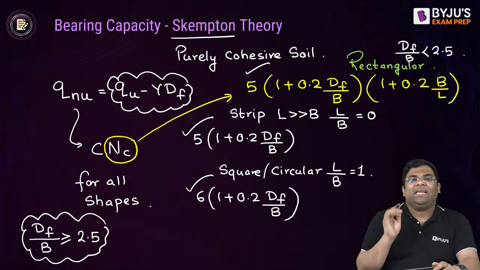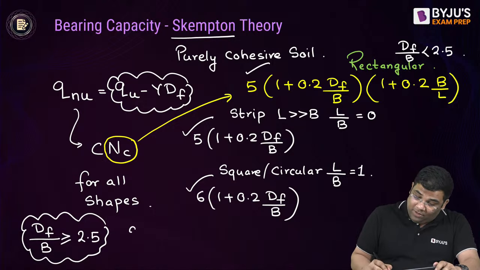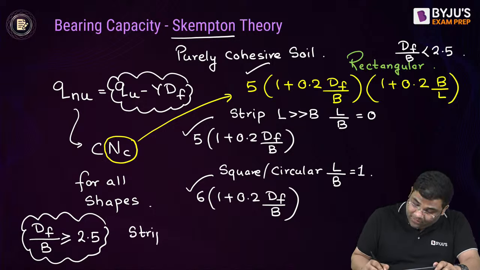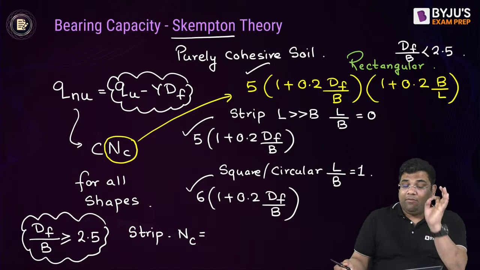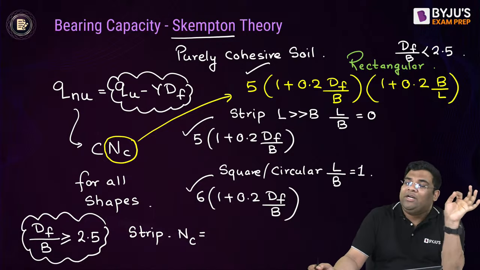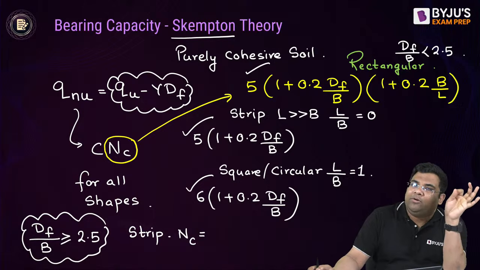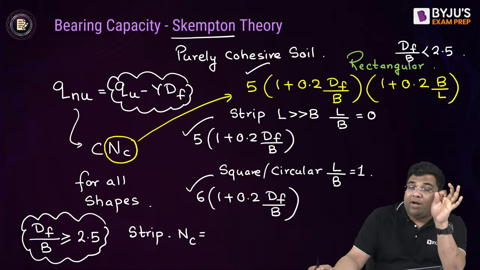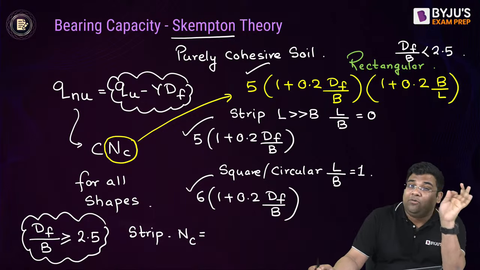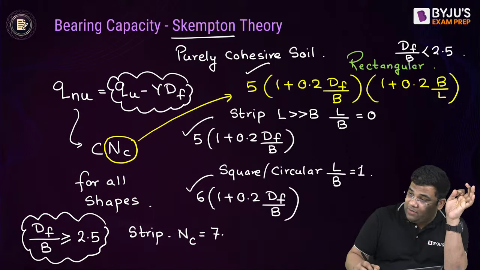If I take dF by B as 2.5, what will happen to strip footing? In strip footing, NC value, how much will I get? 5 into 1 plus 0.2 into 2.5. 0.2 into 2.5 will be how much? 0.2 into 2.5 will be 0.5. So 1.5 into 5 gives me 7.5.